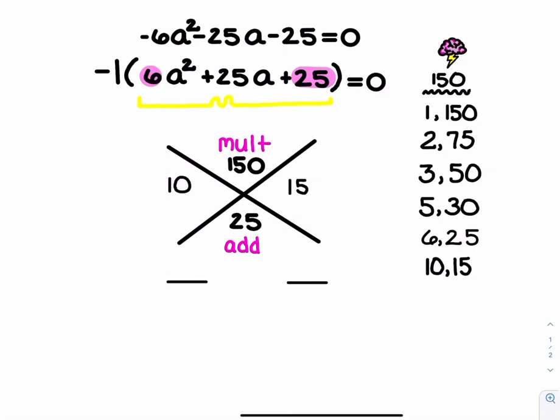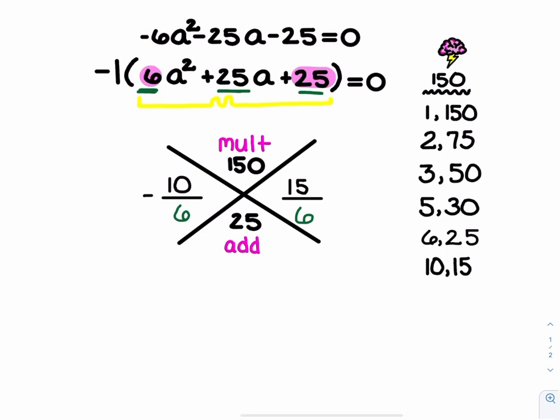Now we're just going to put these numbers over A and simplify. It's a little tricky when I say over A because the variable in this problem is A. But in a quadratic, the number in front of the variable squared is known as A, the number in front of the variable to the first power is B, and then that number at the end is C. So in this instance, when I say over A, I mean over 6 because that's the number in front of A squared. Taking those two numbers that we thought of, 10 and 15, put them over A.